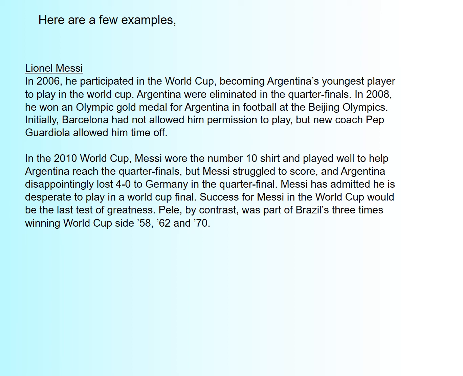As you can see here, I'm not going to read each paragraph and each section for you because that's a waste of my time and a waste of your time, okay? But if you look carefully at it, there are certain sentences where they include the key features we are looking for. So for example, the first sentence straight away, in 2006, he participated in the World Cup, becoming Argentina's youngest player to play in the World Cup. That's a very notable achievement because that's something to be very proud of.